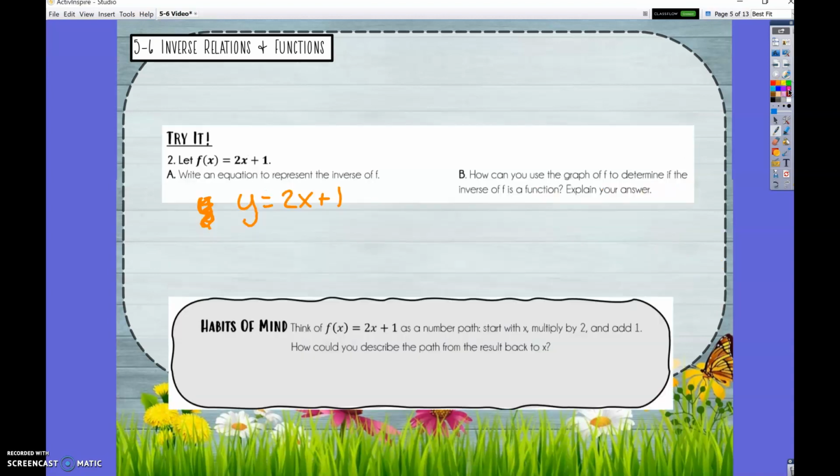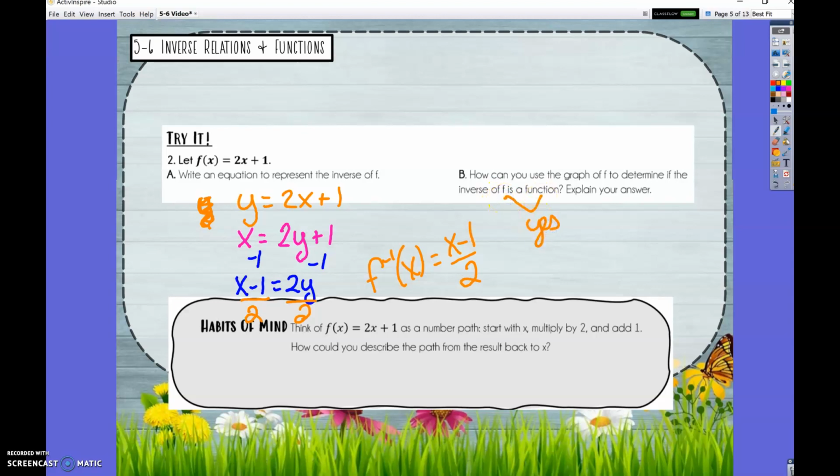On the try it, if we have y equals 2x plus 1, to find your inverse, you start by switching your x's and y's in their location, and then rearrange the equation to get y alone. So I would divide by 2 here on both sides, and my inverse function would be (x minus 1) over 2. Now, if we graph this, this is going to be another line. We're not going to have any concern. So it will be a function, and we would have every x going only to a specific y value.